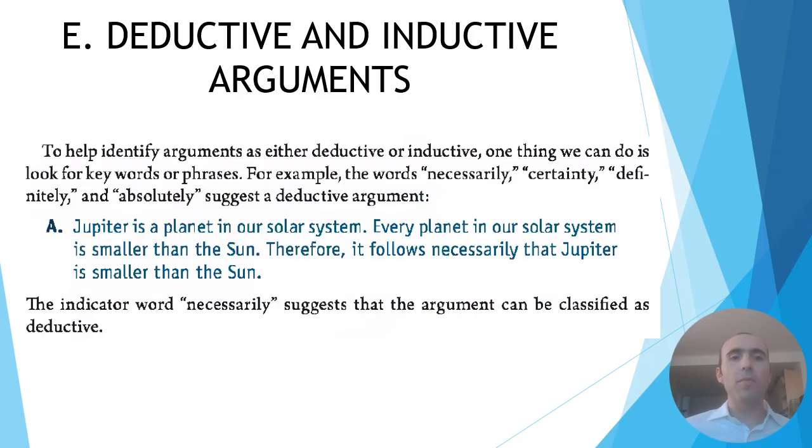To help identify arguments as either deductive or inductive, one thing we can do is look for keywords or phrases. For example, the words necessarily, certainly, definitely, and absolutely suggest a deductive argument. Let's analyze this example. Jupiter is a planet in our solar system. Every planet in our solar system is smaller than the Sun. Therefore, it follows necessarily that Jupiter is smaller than the Sun. The indicator word necessarily suggests that the argument can be classified as deductive.